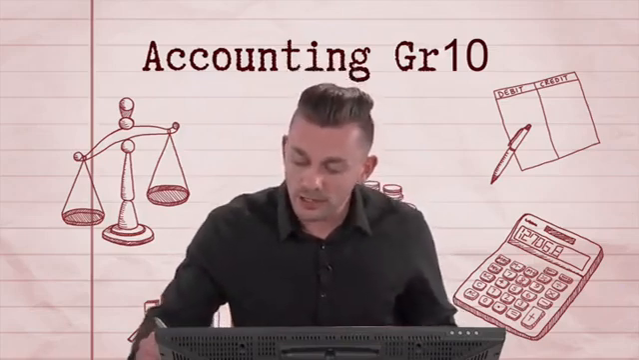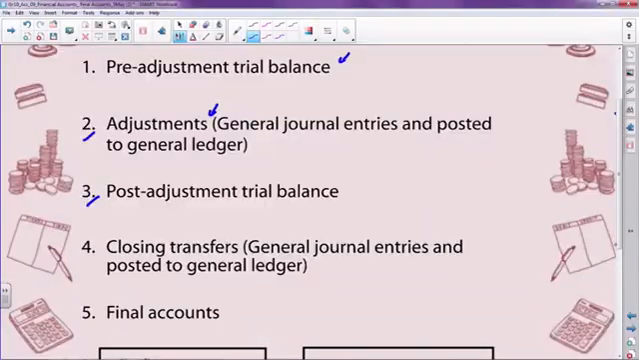Then, like I already mentioned, you'll have your closing transfers in your general journal, and you'll post it to your general ledger, and that's where the nominals close off. So your nominals will close off and your new final accounts will also close off. You'll have two new final accounts. You'll have your trading account, and you'll have your profit and loss account, and these two accounts will close off as well at the end of the year.